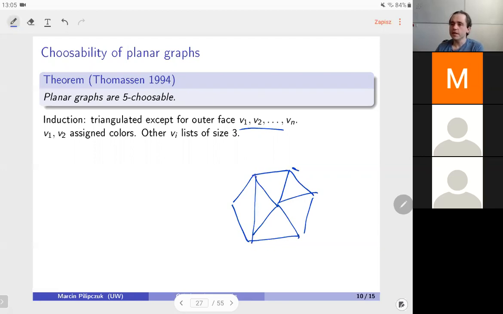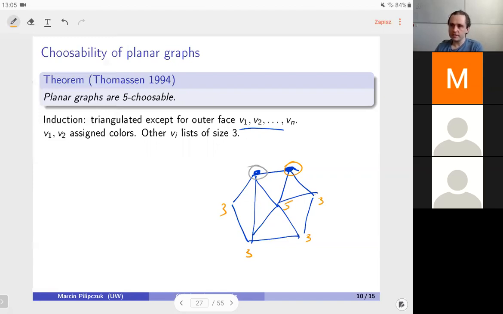Okay, and there's a cycle. And on the cycle, we have two vertices with already assigned colors. So this one will be already, I don't know, gray, and this one will be already orange. And the lists will be of size 3 along the boundary, and of size 5 inside. So this is a bit stronger statement. We're assuming the graph is triangulated, but that makes our life even more difficult, except for the outer face.